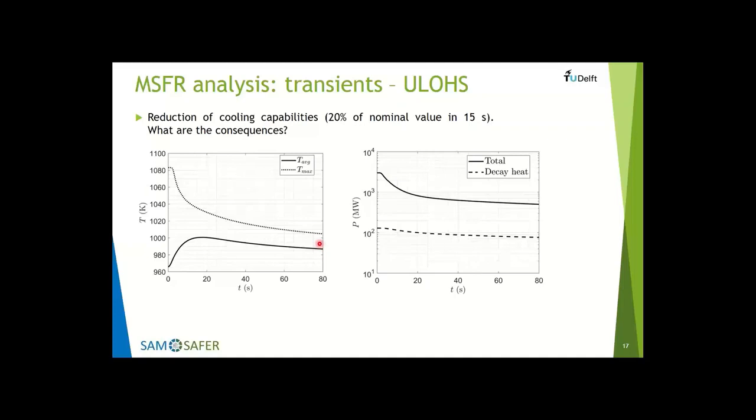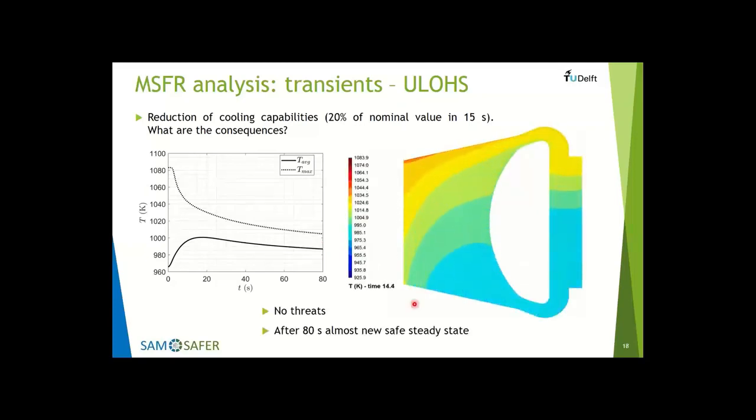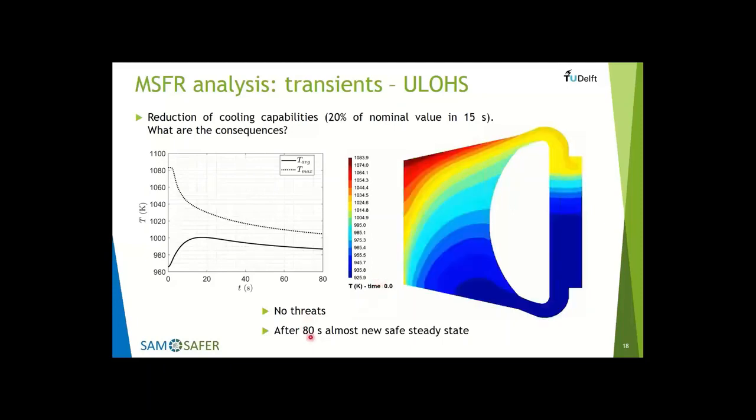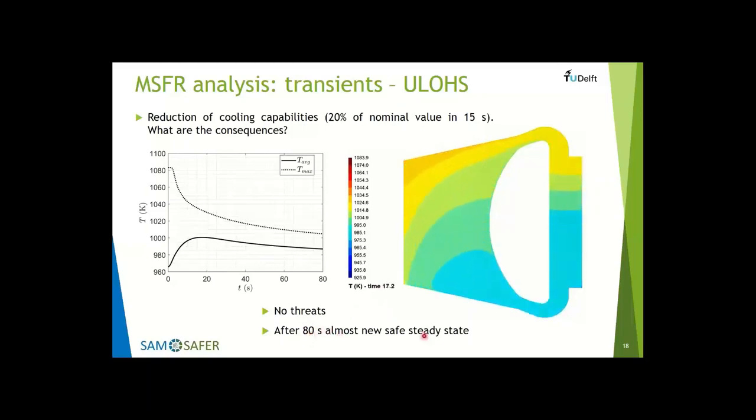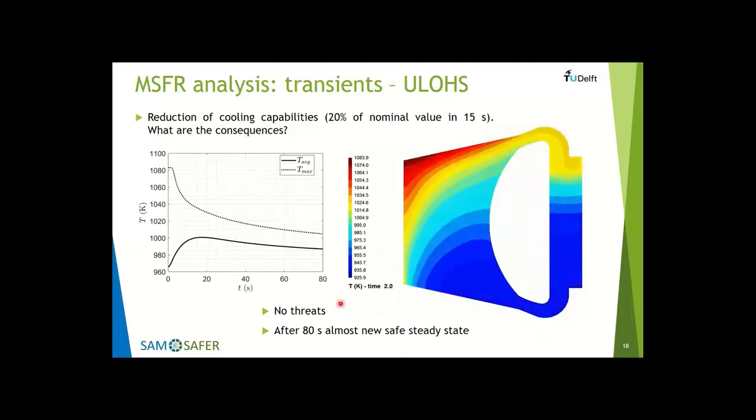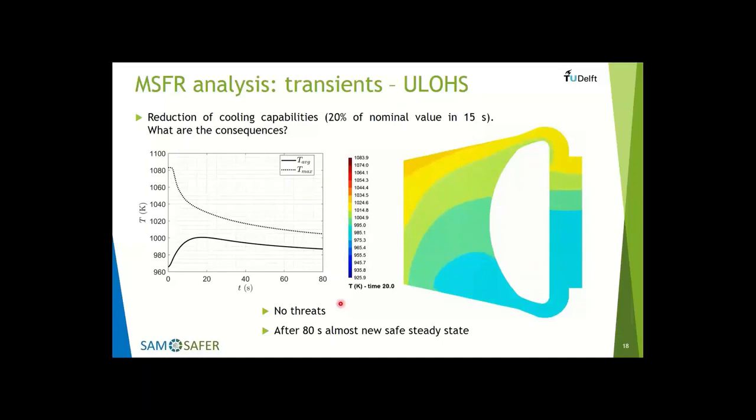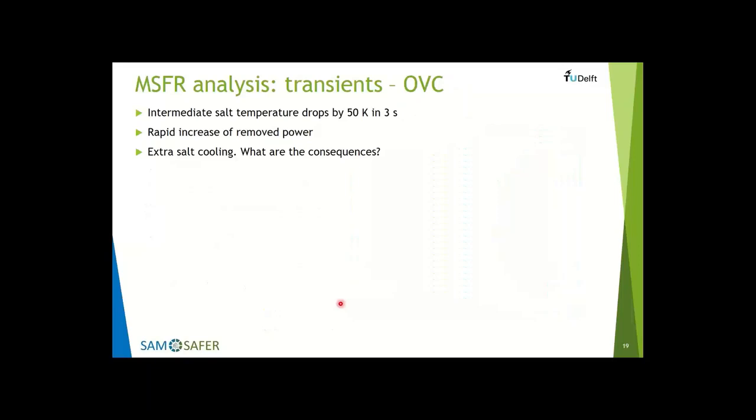And the reason behind this is that there is a decreased power to flow ratio, which means that the temperature gradients inside the reactor are decreased. So the salt temperature homogenizes, as shown by this video, which is not real time, it's about five times accelerated. So after almost 80 seconds, a new safe steady state is reached. So in this kind of scenario, there is basically no threat for the reactor, which can actually follow quite nicely the power extracted. Another scenario that we analyzed is the opposite.